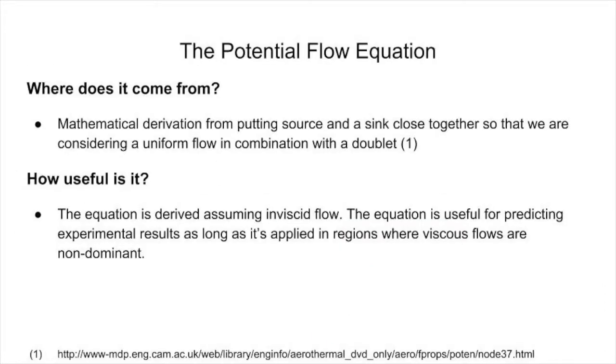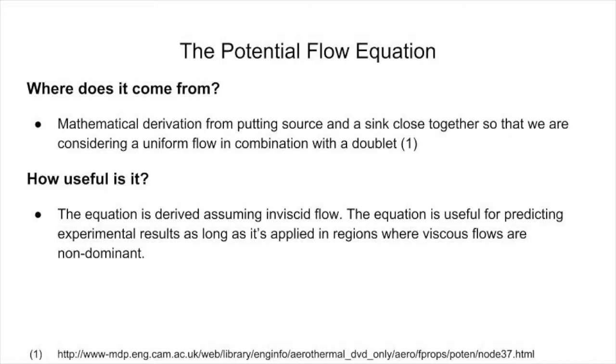The potential flow equation comes from a mathematical derivation from putting a source and a sink close together, so that we're considering a uniform flow in combination with a doublet. The mathematical derivation of this is provided not in the next slide, but the slide after, so we'll be looking at that more closely. The usefulness of it depends on the assumptions that we made while deriving the equation.